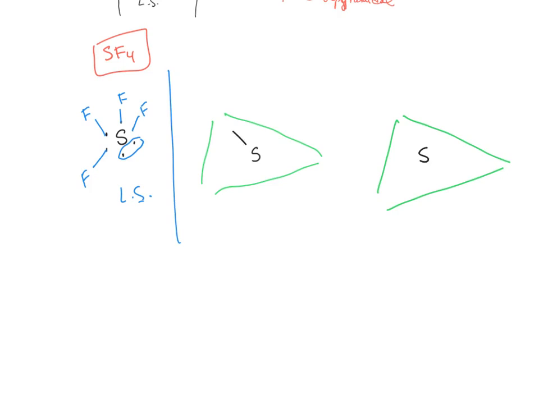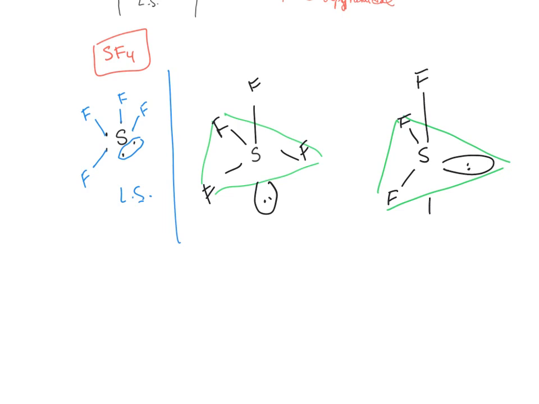So you can put 3 fluorines in the plane of the triangle. You can put one above and one below, like that. Actually, not one below, the lone pair goes below. Or you can put 2 SF bonds in the plane and the lone pair in the plane, and then 1 bond above and 1 bond below. So which one is correct?